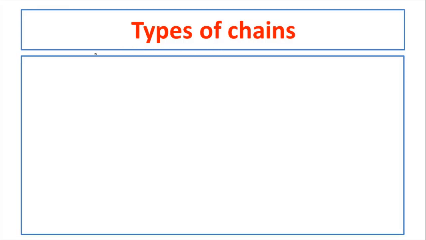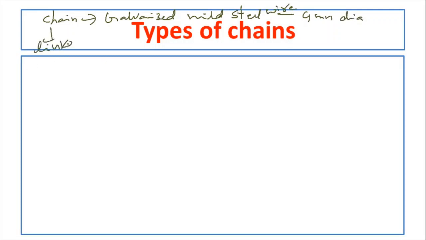So next one is the types of chains. Basically, a chain is manufactured using galvanized mild steel wire of 4 mm diameter, and it is made by combining links. Totally 4 types of chain are available. In that, the first one is the metric chain. The metric chain is available in lengths of 5, 10, 20 and 30 meters. Only the metric chain is available in meters, and all the other 3 chains are available in feet.